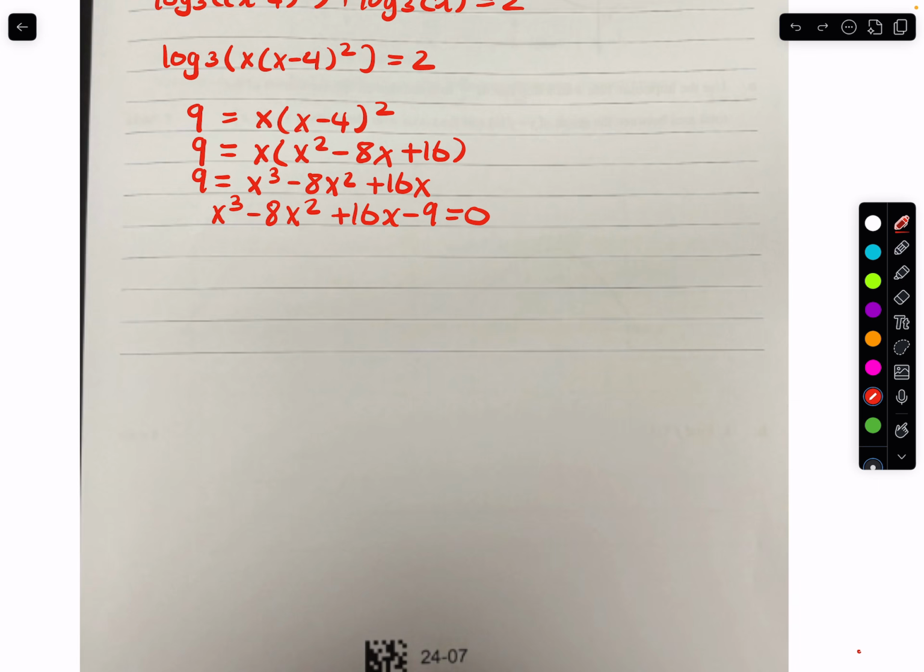So 1 is a root. So we can write it as x minus 1 and some other factor. Now you can use long division. Now there's actually a quicker method, which is called synthetic division, which I'm going to use, to be honest. So with synthetic division, I'm just going to place all those constants in here. So you know how it's 1, negative 8, 16, negative 9. What was the root? Well, it was 1.